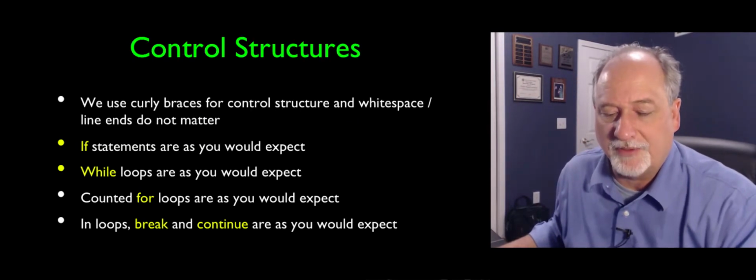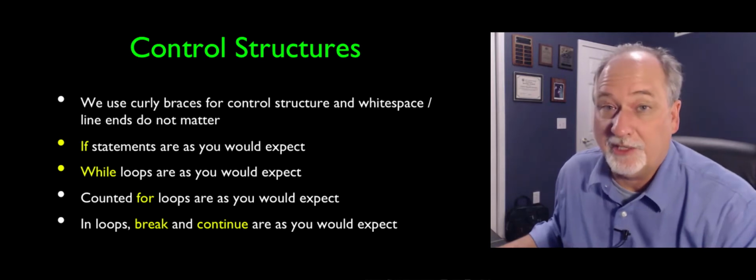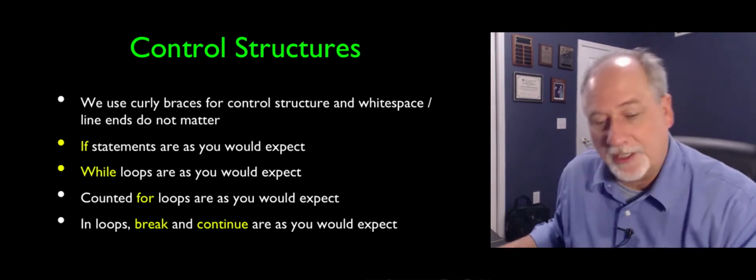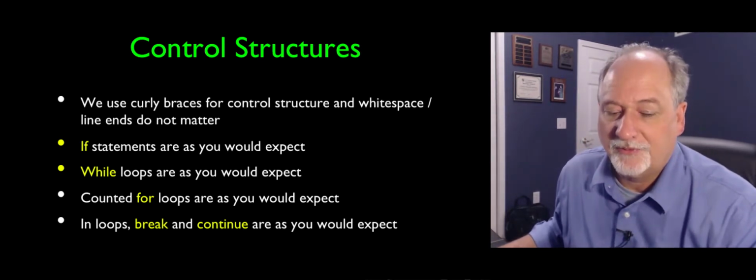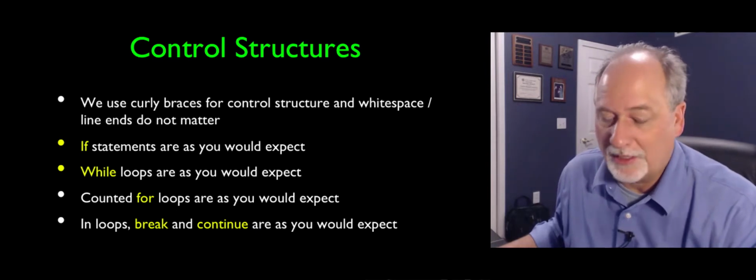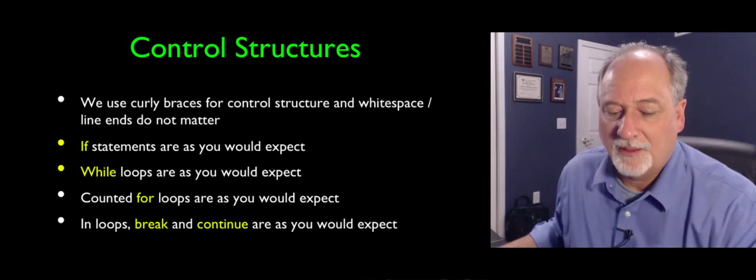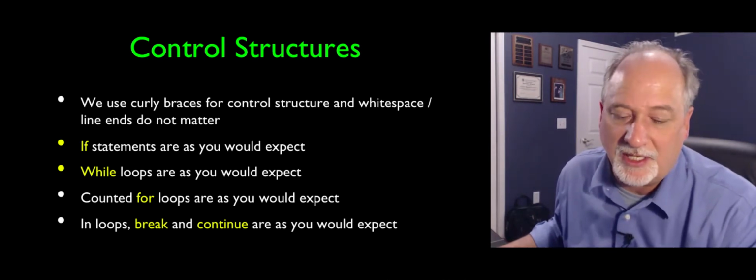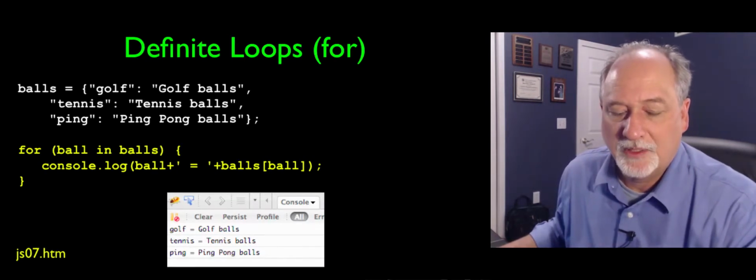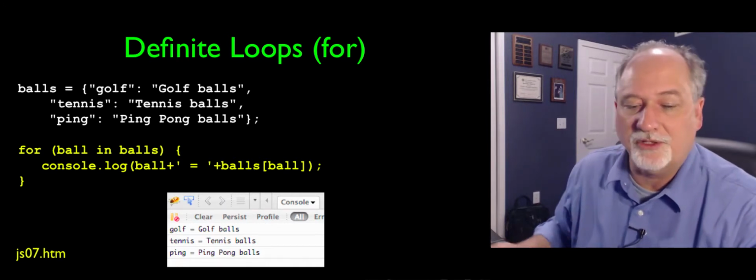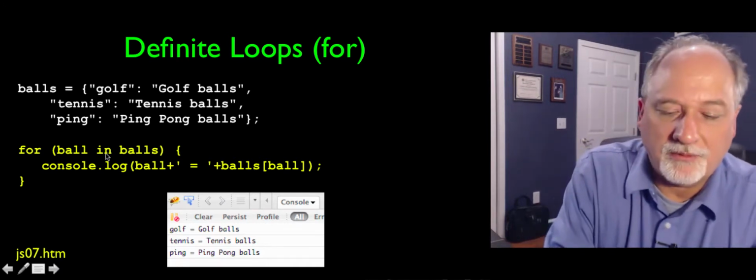They're very much like most of them. If statements work like you would expect. While loops work like you'd expect. Counted for loops work like you'd expect. And loops break and continue work like you'd expect, because it's all very C influenced. So here is the definite loop for, the in, right?